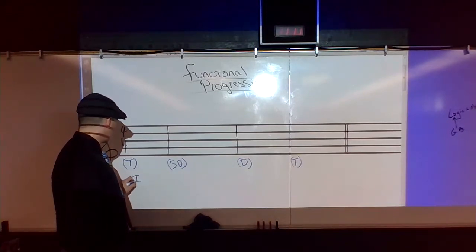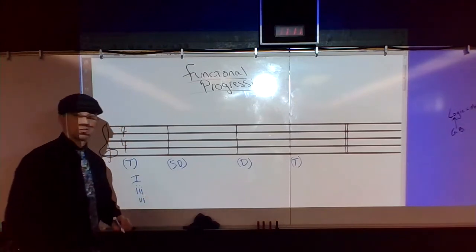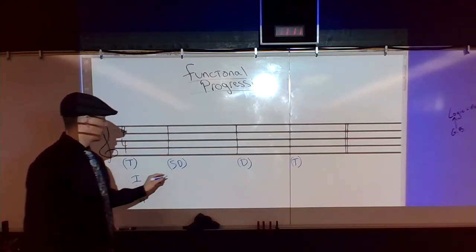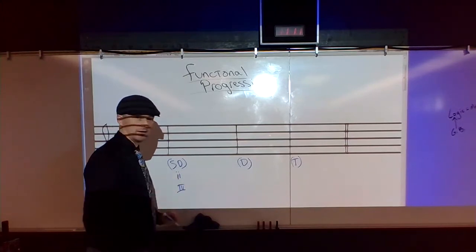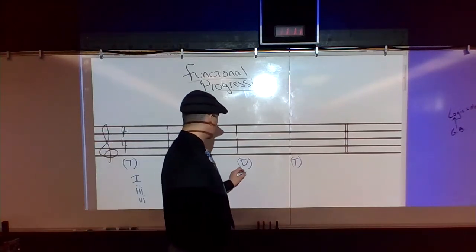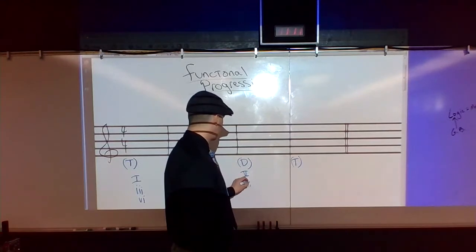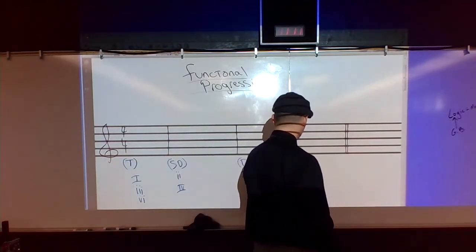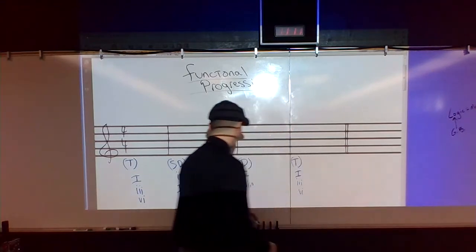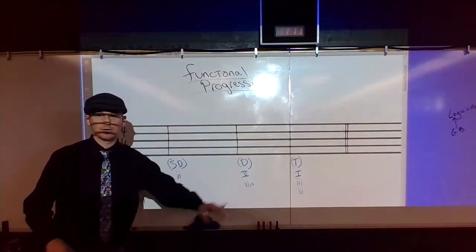We know that tonic function belongs to 1, 3, or 6. So those are my choices for that bar. We know that subdominant function belongs to 2 or 4 in a key. We know that dominant function belongs to 5 or 7. And then tonic, as we said before, belongs to 1, 3, or 6. So these are my options for each bar.